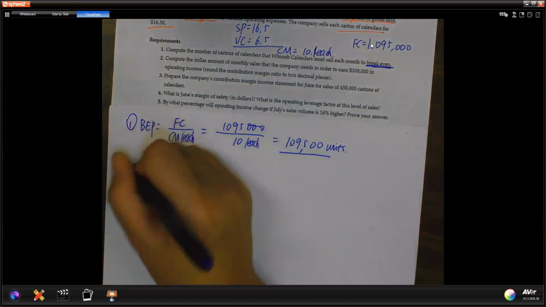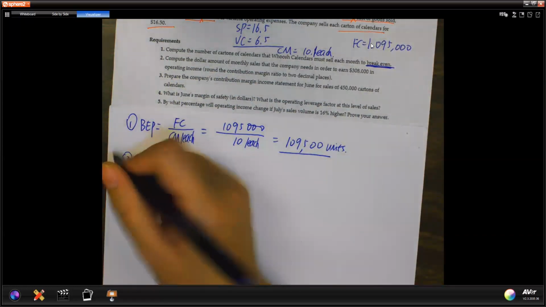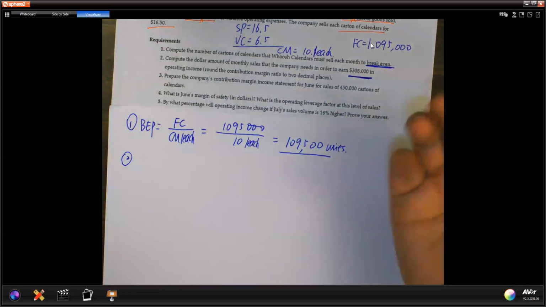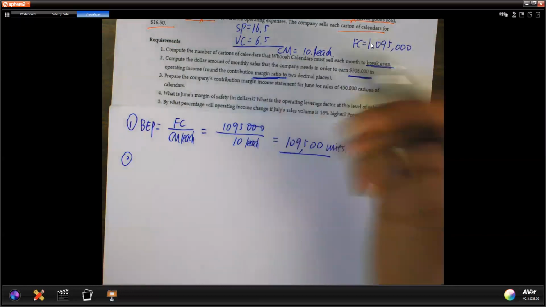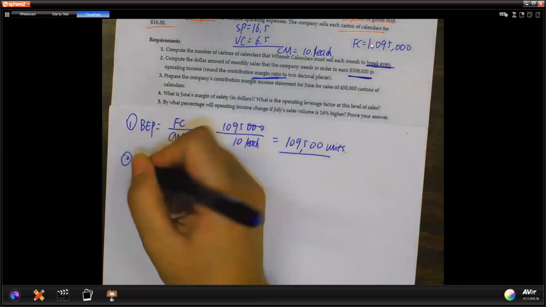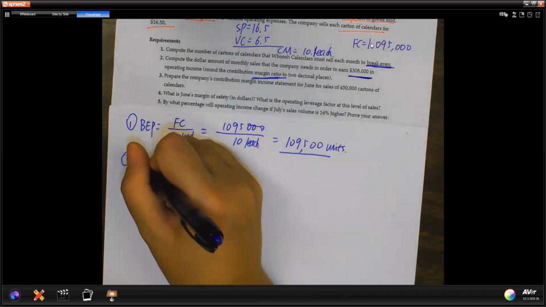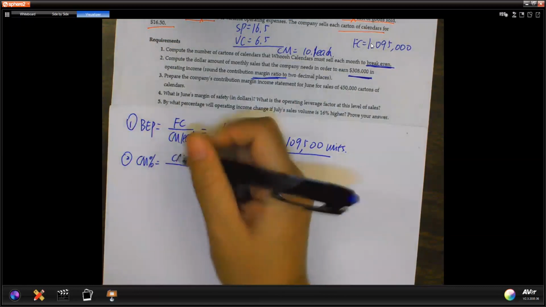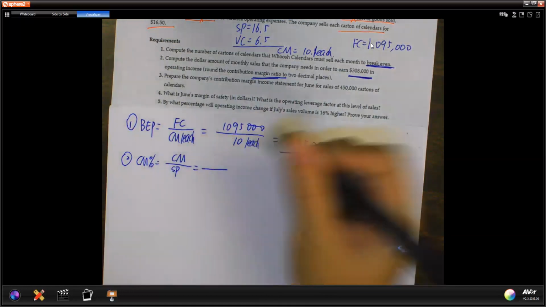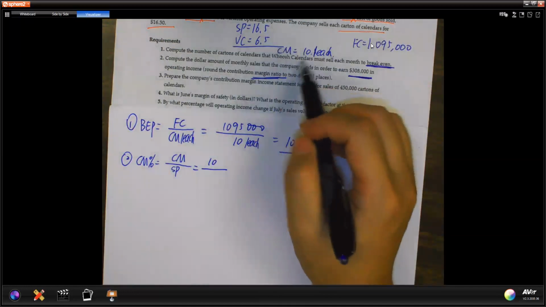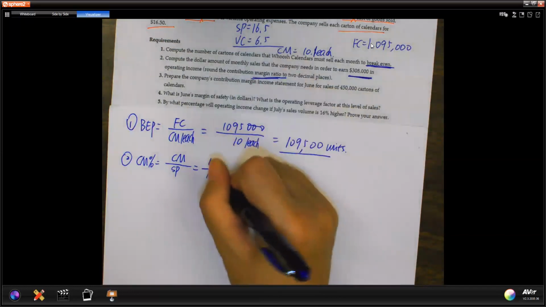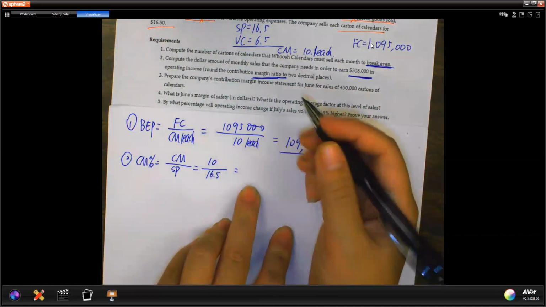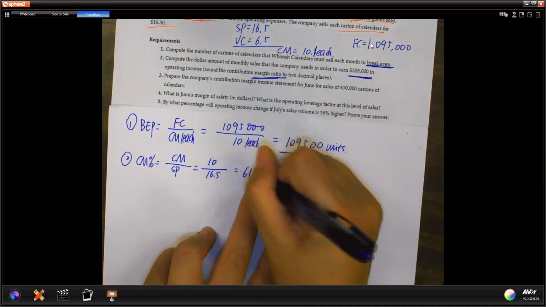Then the next one talks about the dollar amount. You need to get this much in operating income. There are different ways, but this one wants you to use the contribution margin ratio. So contribution margin percentage is our contribution margin divided by our selling price. Contribution margin is $10, and selling price is 16.5. I don't have the calculator, but the solution said it's around 61%.